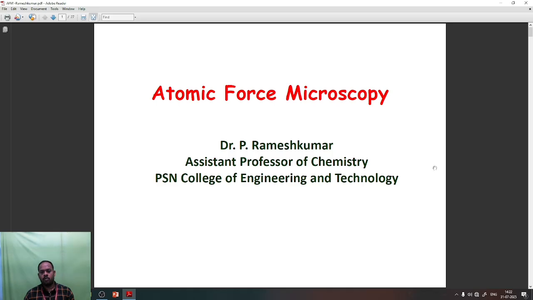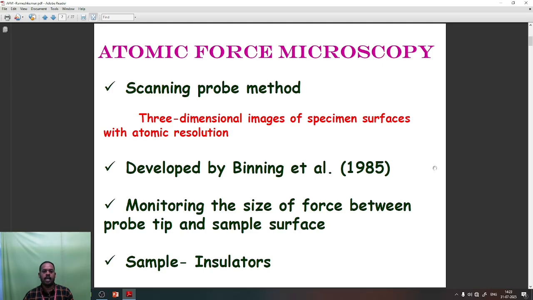So earlier I have taken 2 lectures on electron probe methods, that is scanning electron microscopy and transmission electron microscopy. So in today's lecture, I will focus on atomic force microscopy, which is coming under scanning probe method. So in previous cases in SEM and TEM, they are electron probe methods.